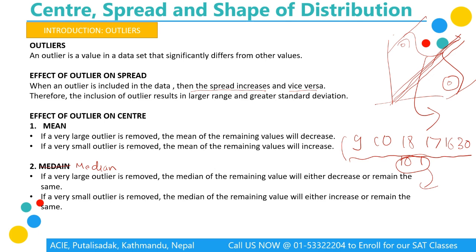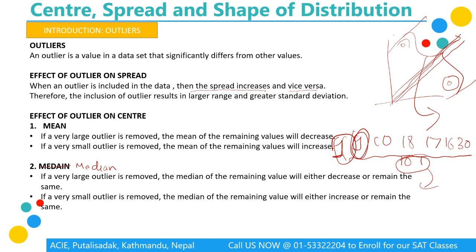Similarly, when a small outlier is removed, for example, 9 is removed, which is the smallest number, or maybe we have an even smaller outlier. Suppose 1 छ भने 1 remove भने बित्तिकै हाम्रो mean को value चाहिँ significantly बढ्छ.